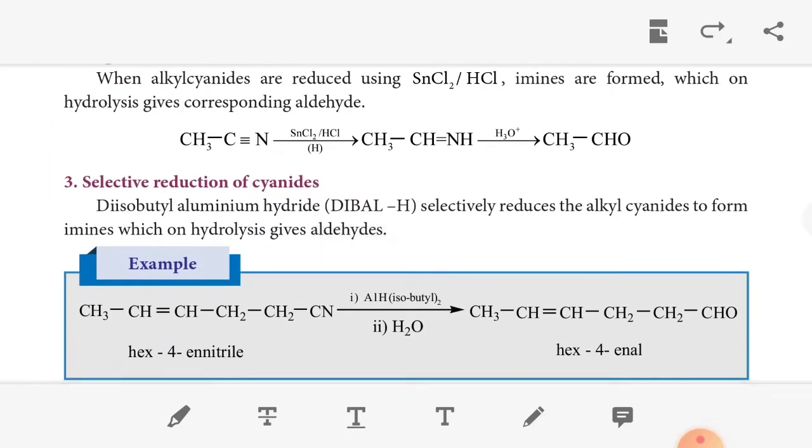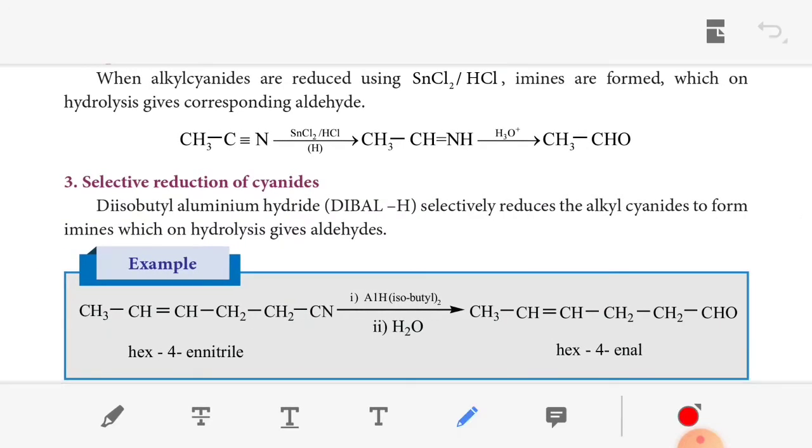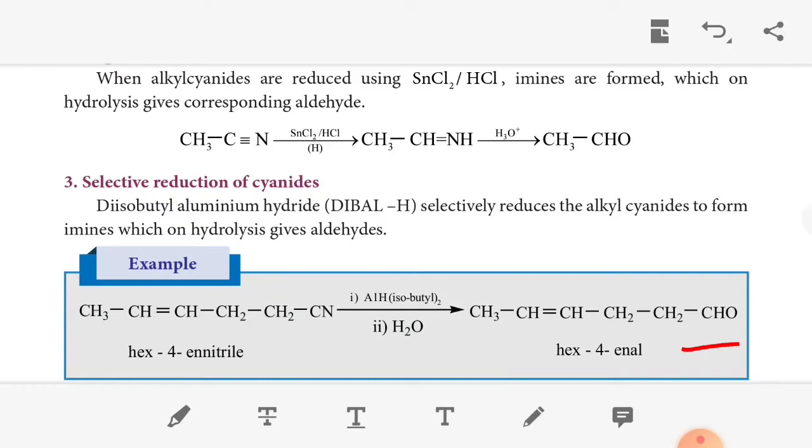The next one, selective reduction of cyanide. It's a very important method. The selective reduction of cyanide is done using DIBAL-H, diisobutyl aluminum hydride. It selectively reduces alkyl cyanide to form imines, which on further hydrolysis give the aldehyde. For example, CH3CH=CHCH2CH2CN gives the corresponding aldehyde. This is the selective reduction of cyanide.